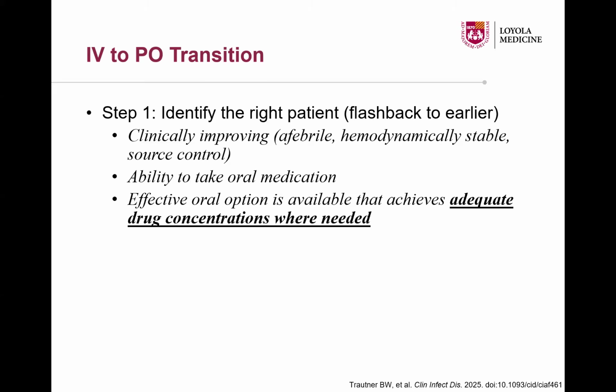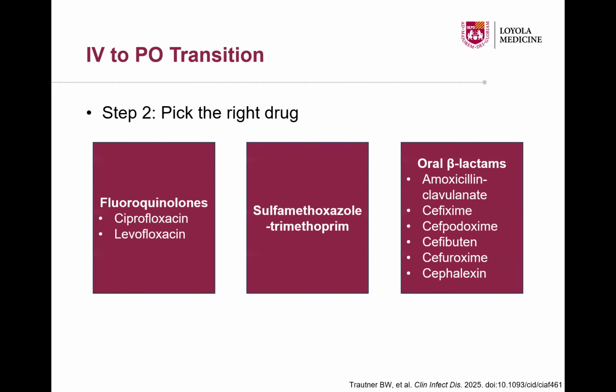So we'll keep that in the back of our mind as we think about what are appropriate oral step down options for these patients. And so again, flashback to earlier, we're thinking about this transition. What patients can we do it in? They have to be clinically improving, they have to take oral medications. And again, we're choosing a drug that has adequate drug concentrations where it's needed. So these are the typical therapies that we are considering.